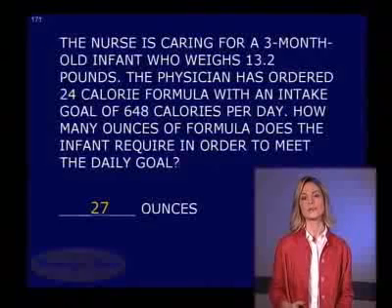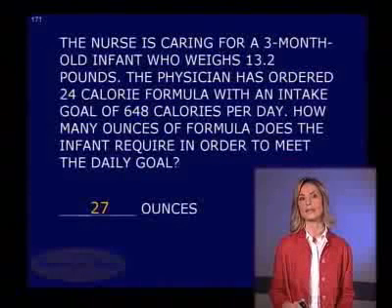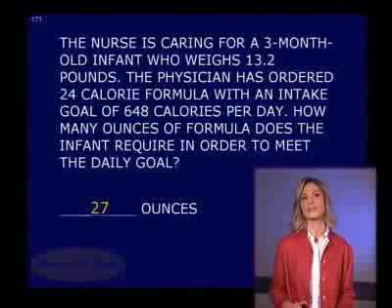One thing you'll notice about this question, and you may find in other questions on the NCLEX exam or on your pediatric nursing exams, is there's a piece of information in the stem that is not relevant to help you solve the question. And that would be the weight. The information provided for you is the caloric amount in the formula, which is 24 calories per ounce, and the goal of 648 calories per day. So all you need to do is take 648 calories, divide that by the 24 calories per ounce, and you will come up with the answer of 27 ounces as the goal for this infant.